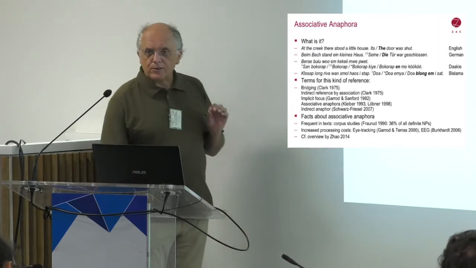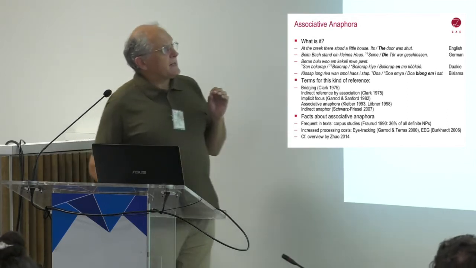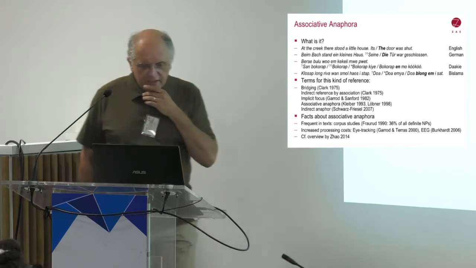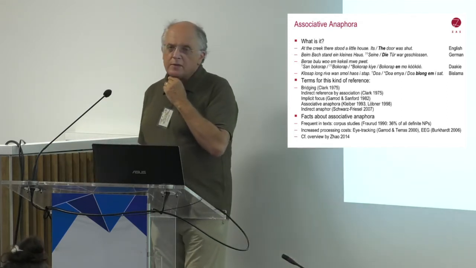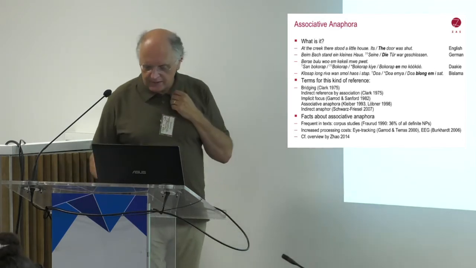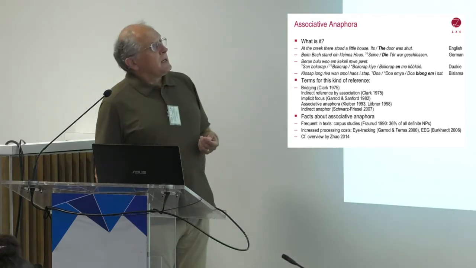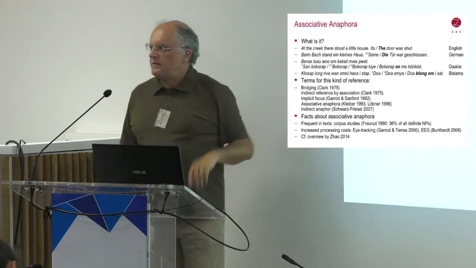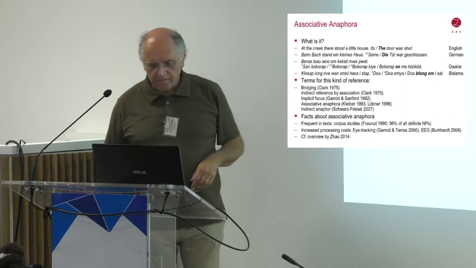Now, let's go to associative anaphora, the main topic of the talk here. What is it? Well, these are cases like, in this case here in English, at the creek there stood a little house. The door was shut. The door refers, of course, to the door of the house here. In English, we could say its door here as well, probably equally well. In German, for example, the possessive would be out because somehow it doesn't really go very well with inanimates here. So we would have to use in German the definite article.